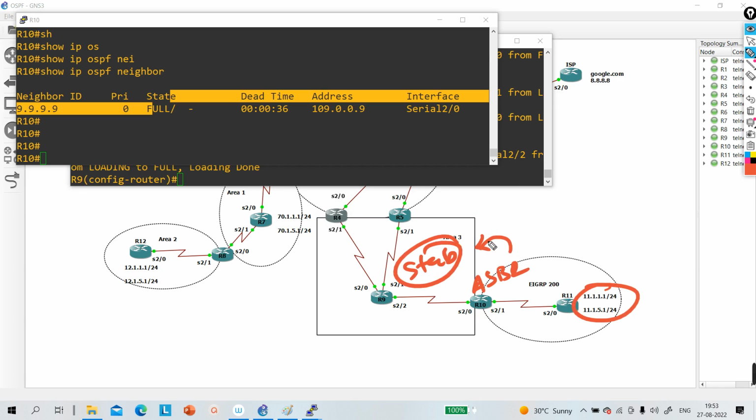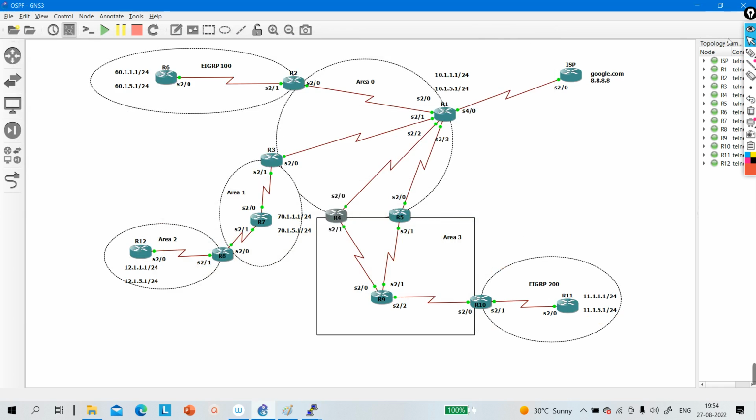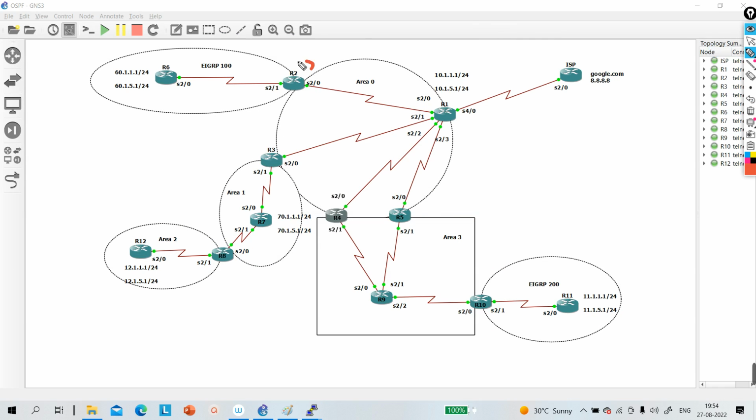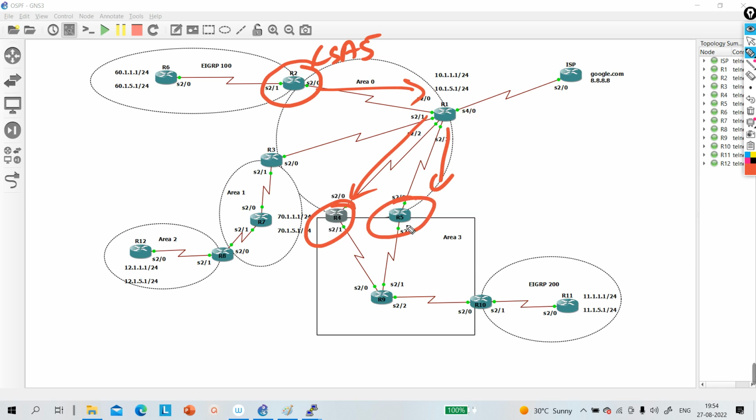In a stub area, LSA 5 is not permitted. LSA 5 are not allowed, right? So LSA 5 is filtered in a stub area. So this router is not able to share these prefixes, right? But guys, what will happen here? This router will generate LSA 5, and router 2 will share it to router 1, and router 1 will share it to router 4 and router 5. Now router 4 has LSA 5, router 5 has LSA 5.